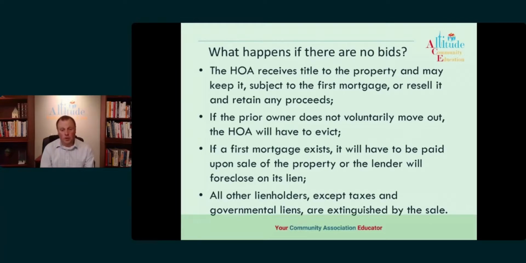Again, when you are doing this, if the association becomes the owner, you're also going to have to insure the property. You're going to have to be paying the monthly assessments. The association is the owner, so they're going to have all the same obligations that an owner has. So that's one thing you have to think about. Some associations might try to negotiate with that first mortgage, see if they can come up with a deal to pay them off so the association owns it free and clear, and then the association can flip it or do whatever they want with that property.